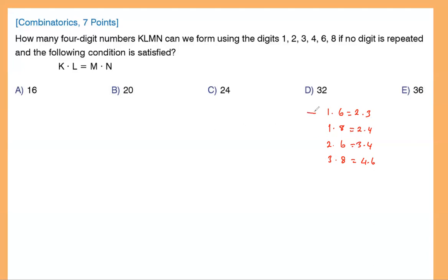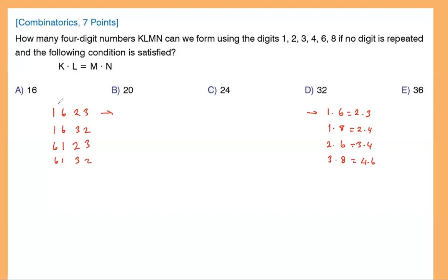Let's take the first case. If I do 1, 6, 2, 3, that is okay. But I can do 1, 6, and 3, 2, right? Or I can swap the 1 and 6, so 6, 1, 2, 3, or 6, 1, 3, 2. So as you see, we have 4 different ways to arrange it. And that will be the case with each of these. 4 times 4 looks like A, which is one of the choices. But the problem is, this is not the only way.